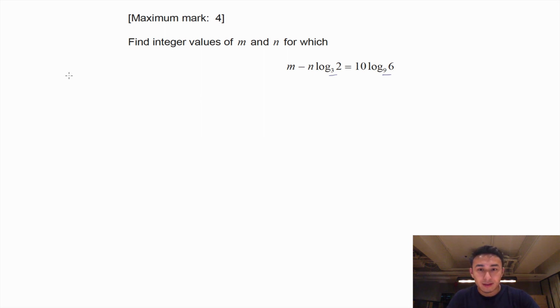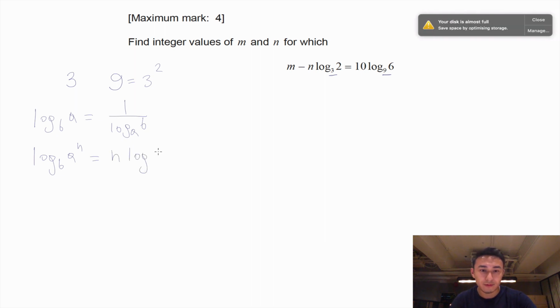One little thing in this question is that base 3 and 9 are related to each other in a way that 9 is equal to 3 squared. So to solve this question, two very useful identities in logarithms are the following. Log of a to the base b is equal to 1 divided by log of b to the base a. And the second one is log of a to the power of n and base b is equal to n multiplied by log of a to the base of b.